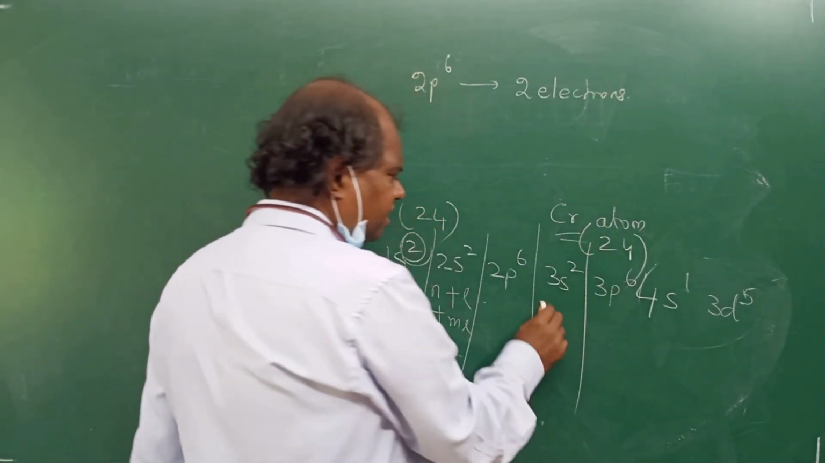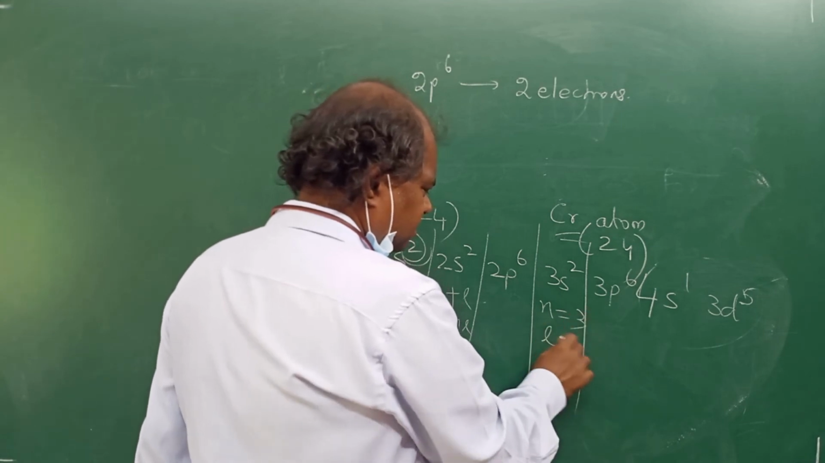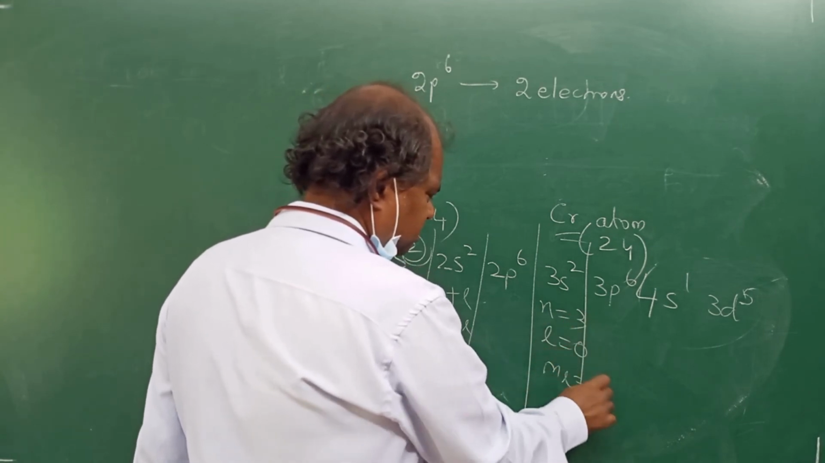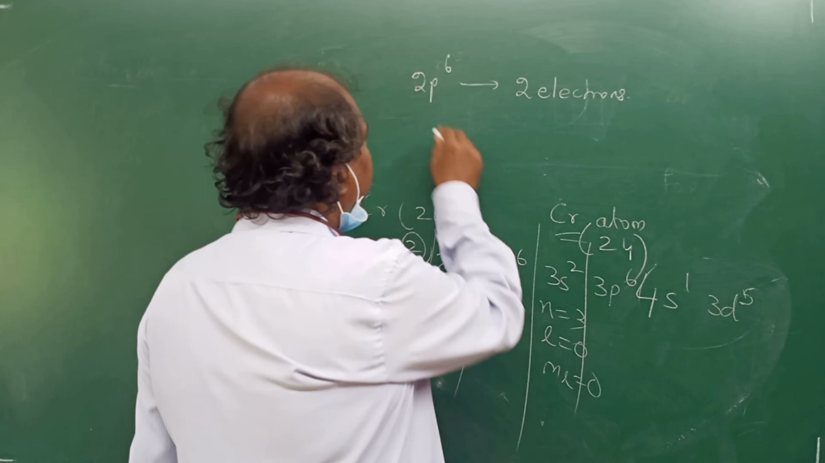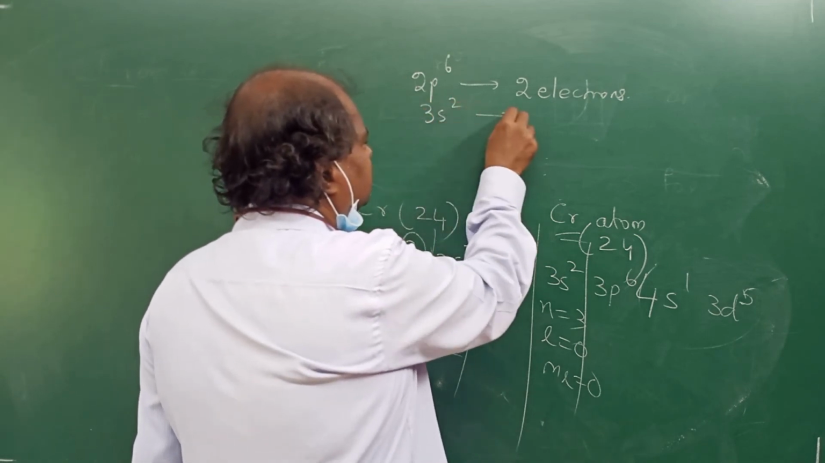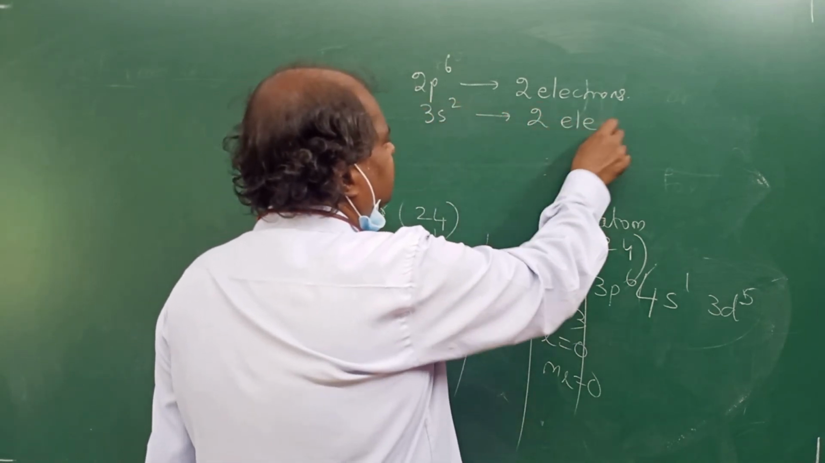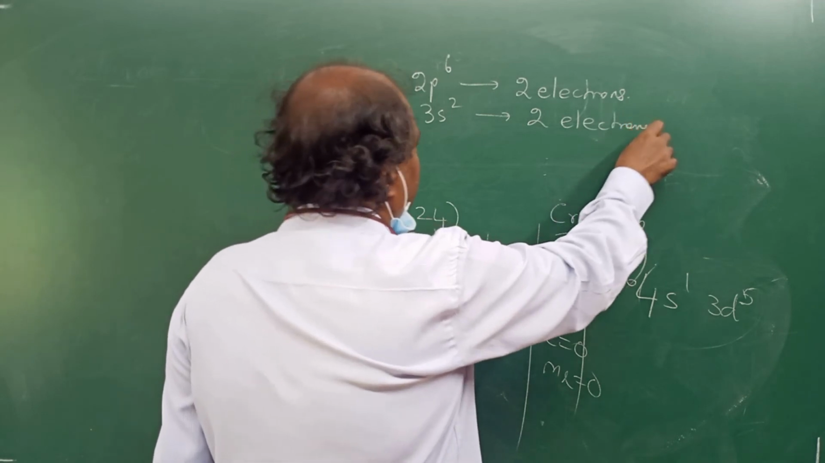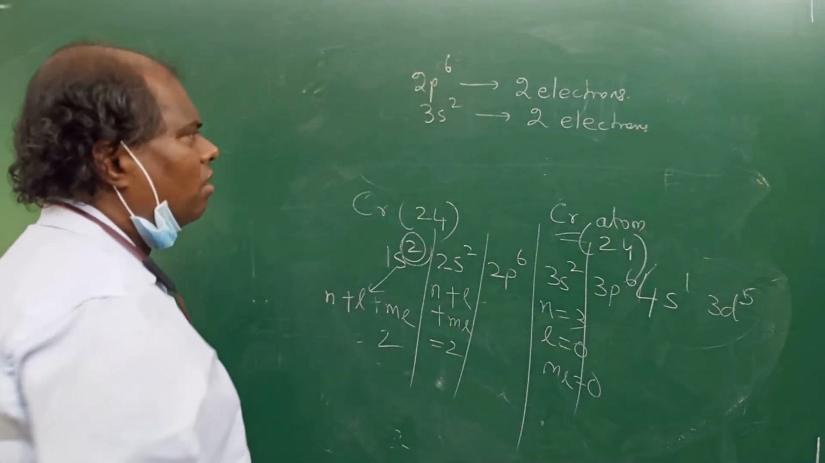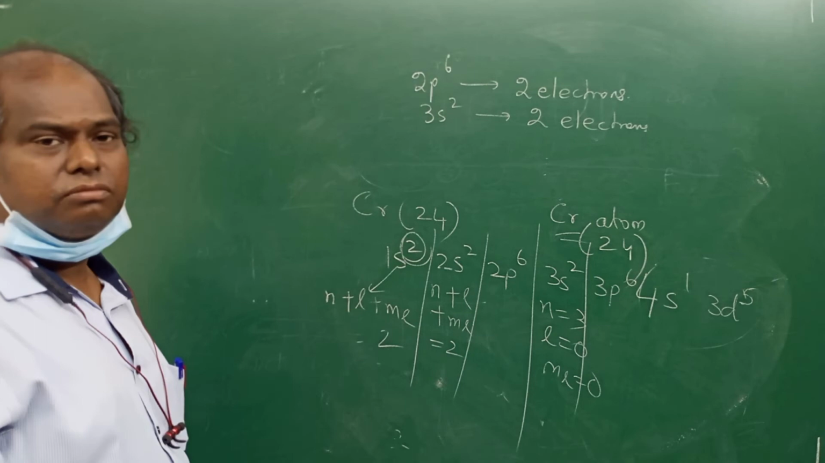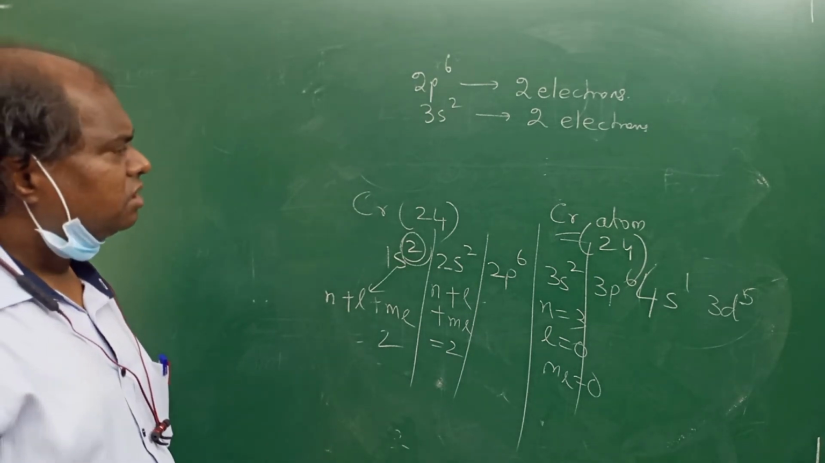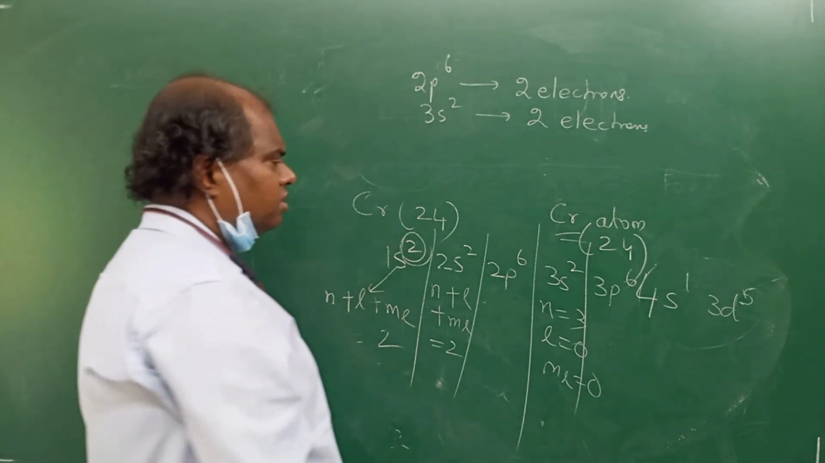For 3s2, I think you will get it. N is equal to 3, right? L is equal to 0, ml is equal to 0. So obviously for 3s2 also you will get 2 electrons, right? So here also you will get 2 electrons, correct? Okay, fine. Clear? For 3s2 also you will get 2.